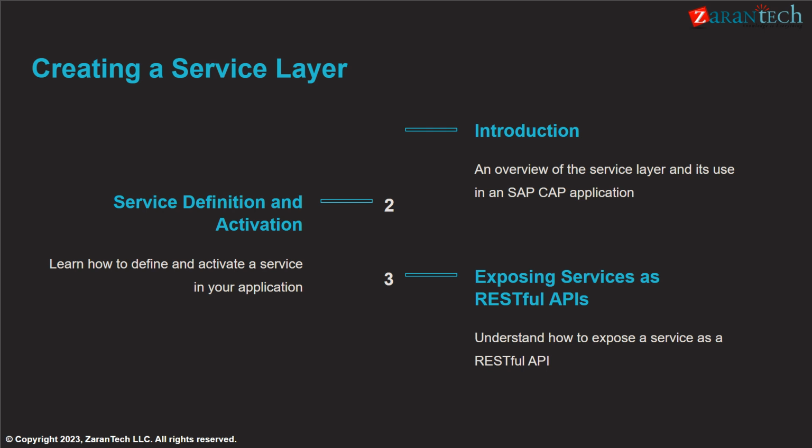The service layer has three key aspects. Overview: the service layer encapsulates business logic and connects the UI and data layers. Service definition and activation: this is how services are defined and activated in the app. Exposing services as REST APIs. Services can be exposed as REST APIs for consumption. The service layer is where the business capabilities are implemented.